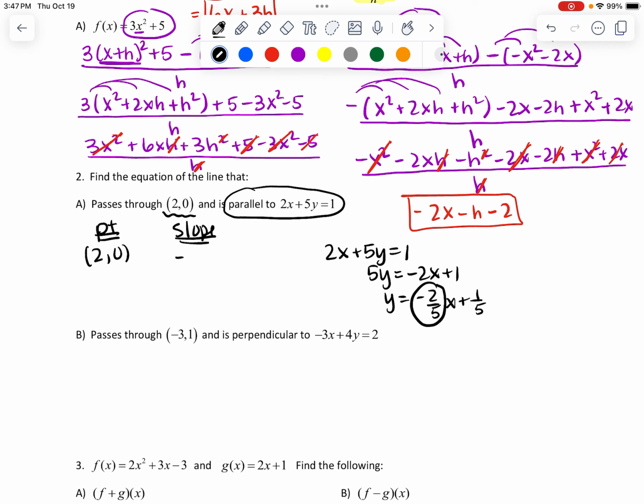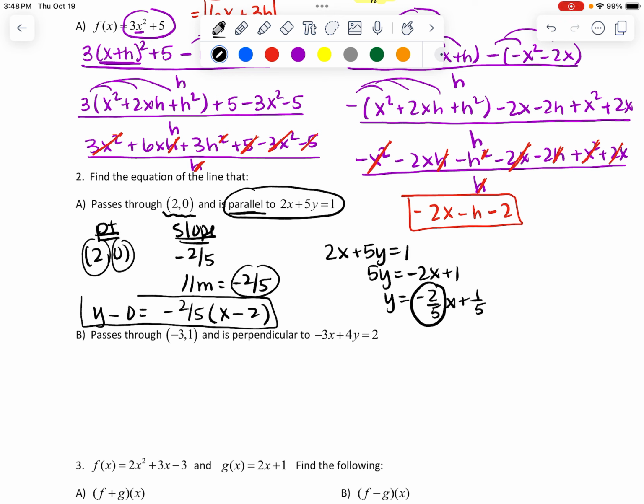So if my slope is negative 2/5, and I want a line parallel to it, the parallel slope is also going to be negative 2/5 because remember, you guys, parallel lines have the same slope. So now plugging it into y minus y1 equals m, negative 2/5, times x minus x1. There is the equation of your line. And if you'd like to, you can totally solve that equation for y, but I'm fine with it that way.